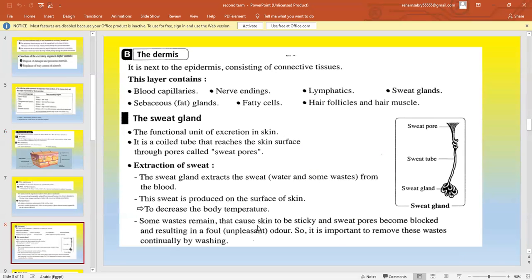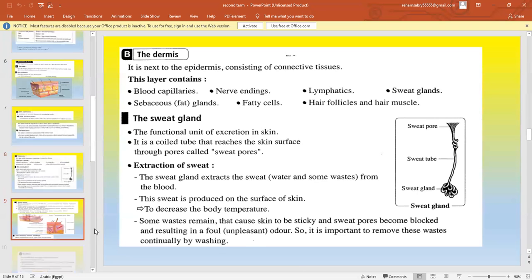What happens then? It causes the skin to be sticky and the sweat pores become plugged, resulting in a very unpleasant odor. Okay, so it's important to remove these wastes continuously by washing. So we must wash our faces, wash our hands, wash our body regularly. Why? To get rid of any waste accumulated on the sweat pores so they can exit the sweat normally.